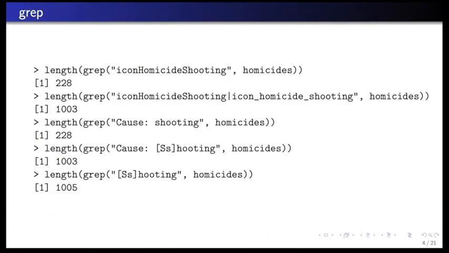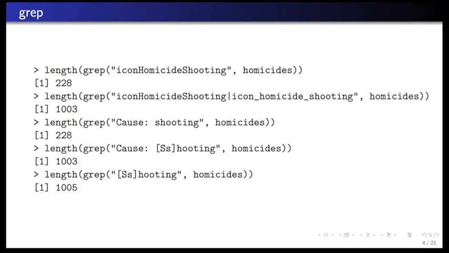So what if I say, okay, we'll match icon homicide shooting, or, which is the pipe here, the solidus, icon underscore homicide underscore shooting. Now I can match either one, and then I get back 1003. So that seems more like it. If you remember from the little bar graph, the vast majority of the homicides were shootings.